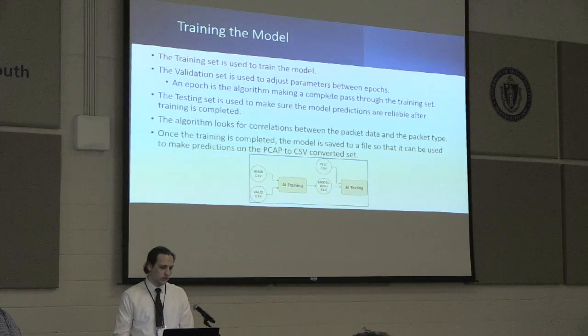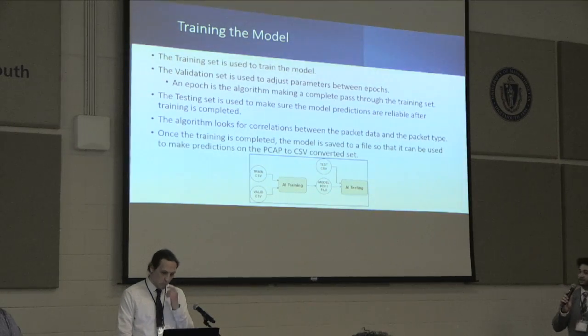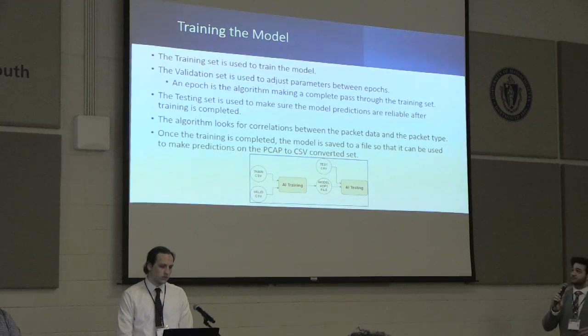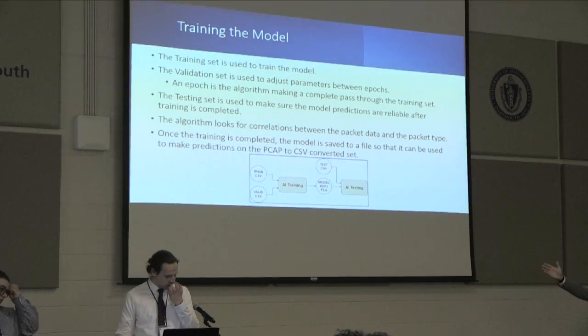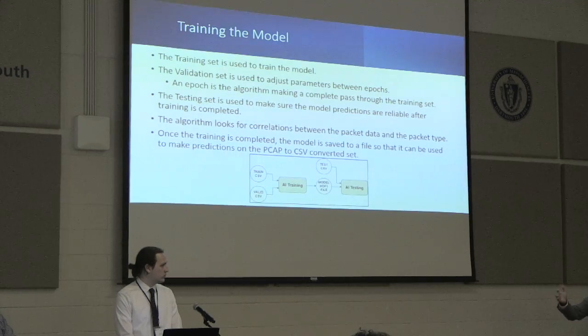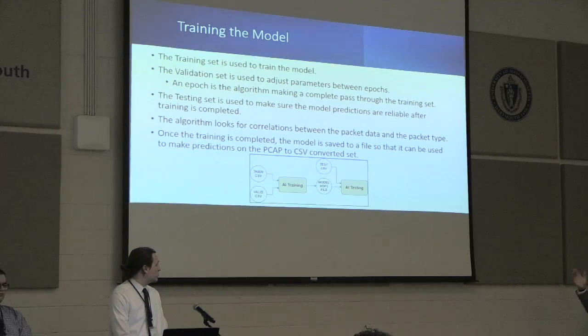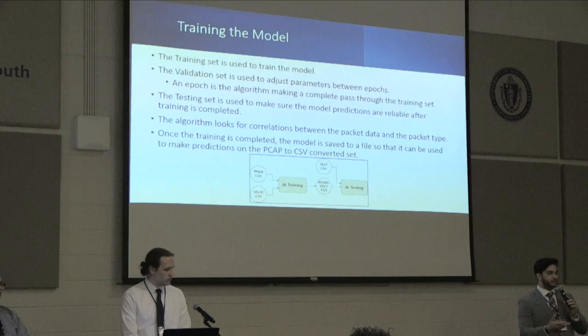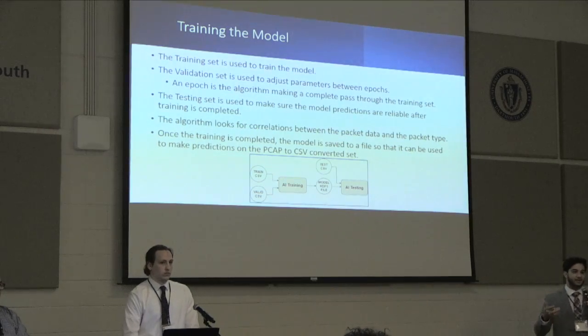And of course, once the training is completed, the model is then saved to a file, as Jacob spoke about earlier, and it can be used to make predictions on the PCAP to CSV converted set, which is our main pipeline. We can see the training visualized over here on the bottom. We have the training CSV and the validation CSV being sent into the AI algorithm for training. This AI algorithm then outputs a model file, which is then sent back into the model with the testing CSV so that we can actually observe the predictions that are made by the model.